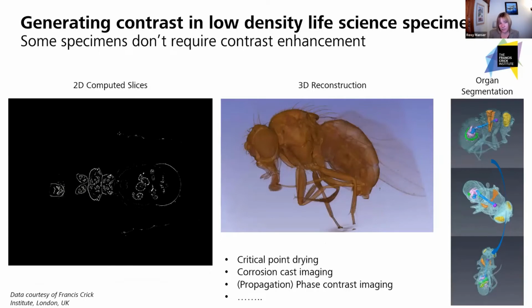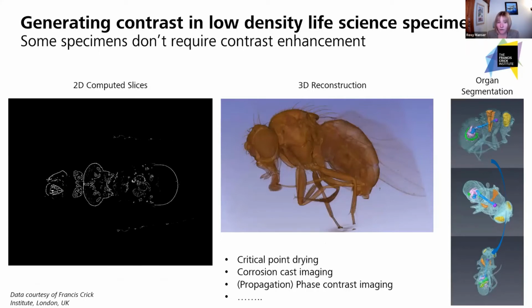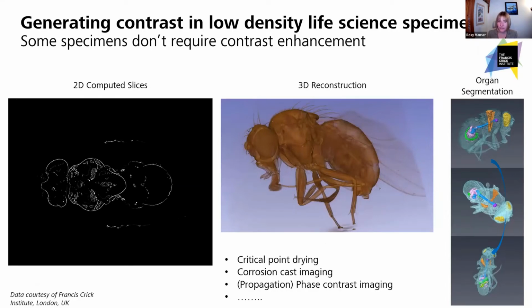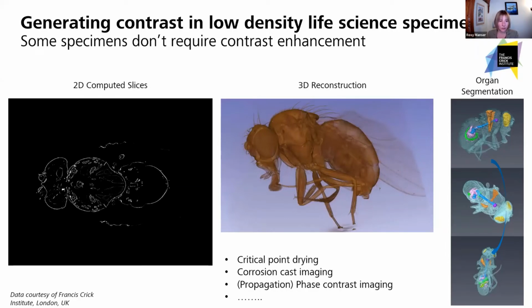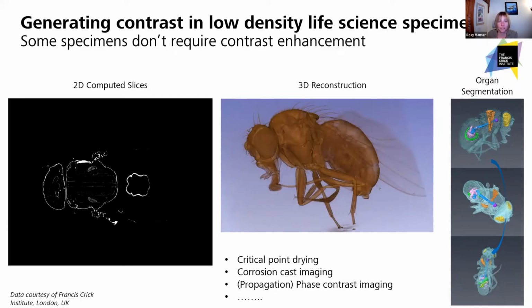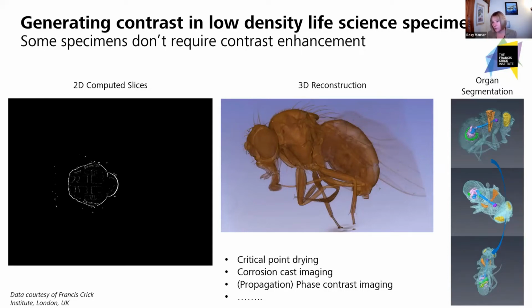But if you're not actually wanting to do any contrast enhancement at all, there are many other options too. Critical point drying is another really effective way of generating contrast in the image. This is a Drosophila fruit fly that's been critical point dried and then imaged using the X-ray system. And you can see there's great access to all the internal organs that you can segment out.